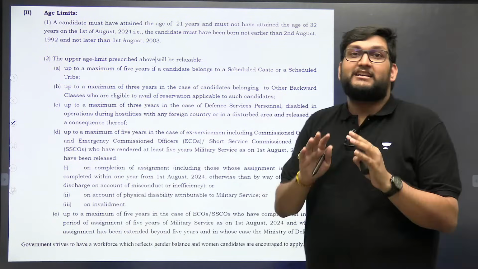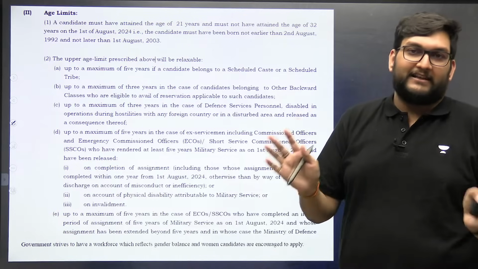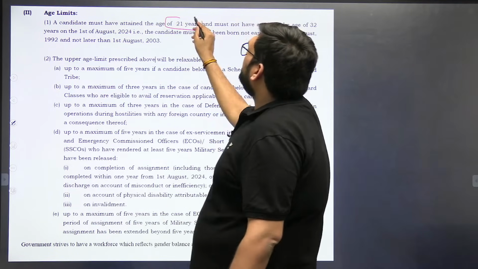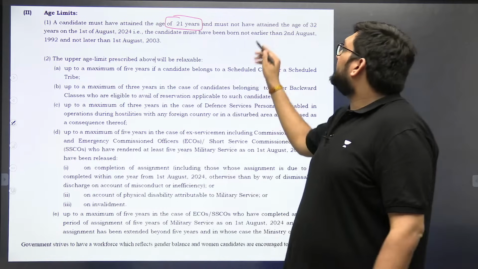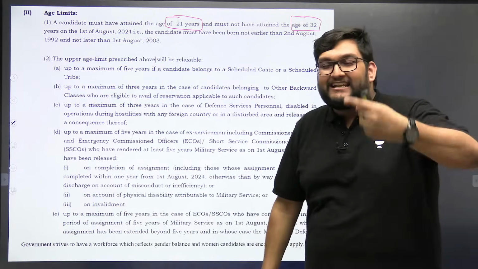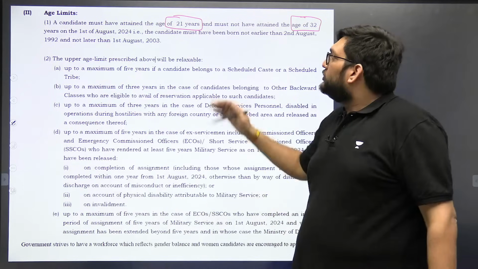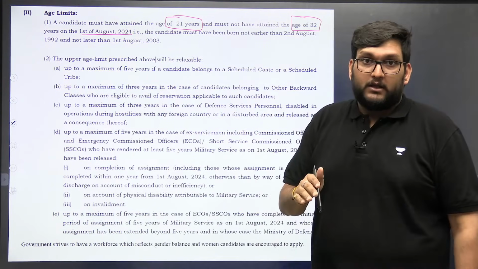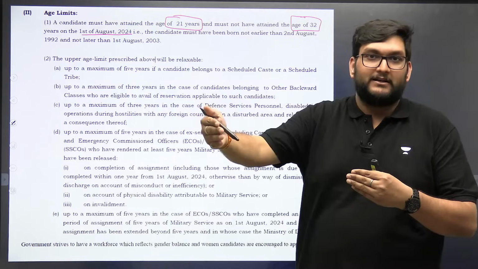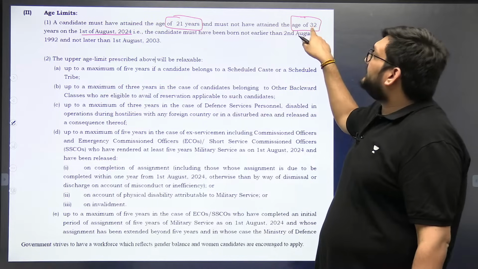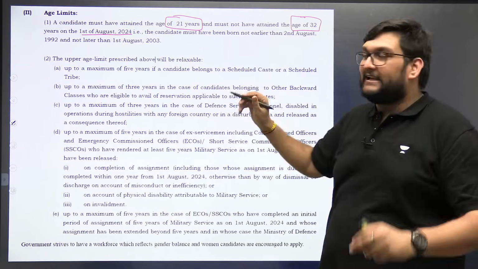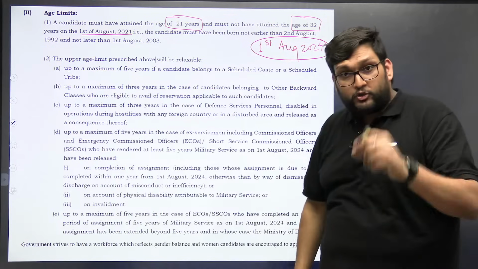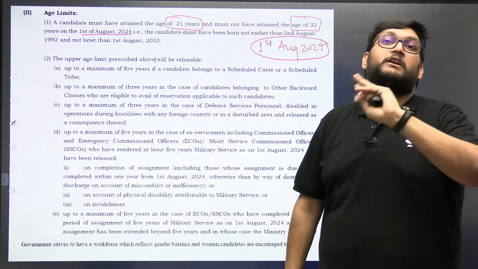Then comes age. Age is something where students confuse themselves, but it's very easy. For a general candidate, you should have attained 21 years minimum and maximum 32. Now, on which date is this calculated? You should be 21 on 1st August 2024, meaning 1st August 2024 onwards or before it, and 32 on 1st August 2024. Your age on 1st August 2024 should be at least 21 and not more than 32.